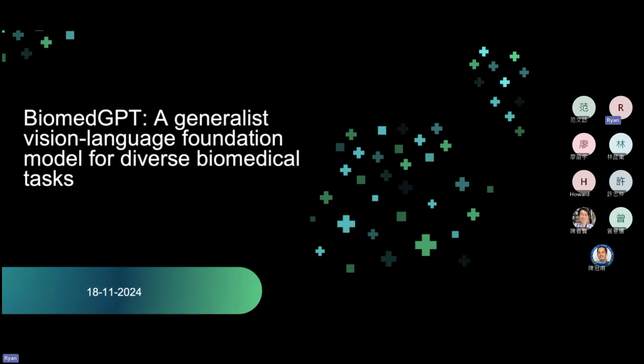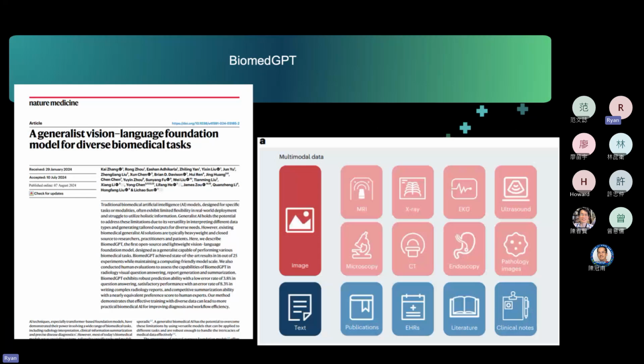Okay, so hi everyone. Today I'm going to be talking about BioMedGPT, which is a generalist vision language foundation model specifically made for diverse biomedical tasks. As an image and text model, it can take multimodal data like MRI, X-ray, EKG, any sort of modalities, not only images specifically. And for text, it can also take publications, EHRs, and clinical notes as the input. So that is why it's called a generalist vision language model.